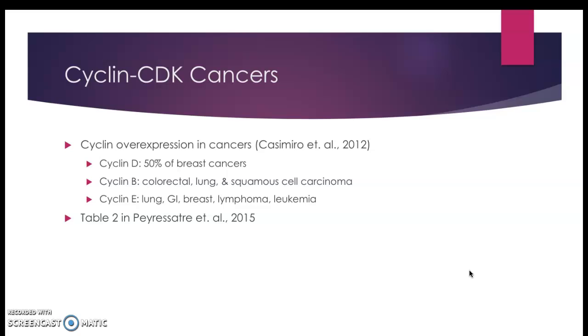So cyclin-CDK cancers are all over the place. In 50% of breast cancers, cyclin D is overexpressed, which is a huge number. Cyclin B is found to be implicated in colorectal, lung, and squamous cell carcinomas. Cyclin E in lung, gastrointestinal, breast, lymphoma, and leukemia.